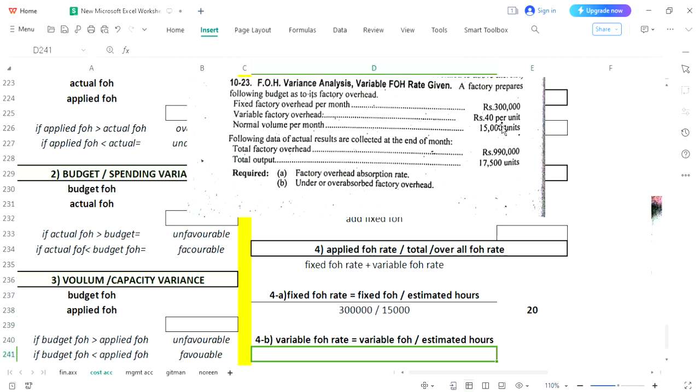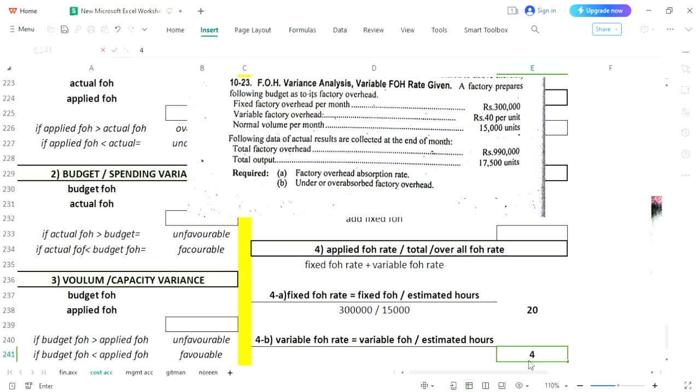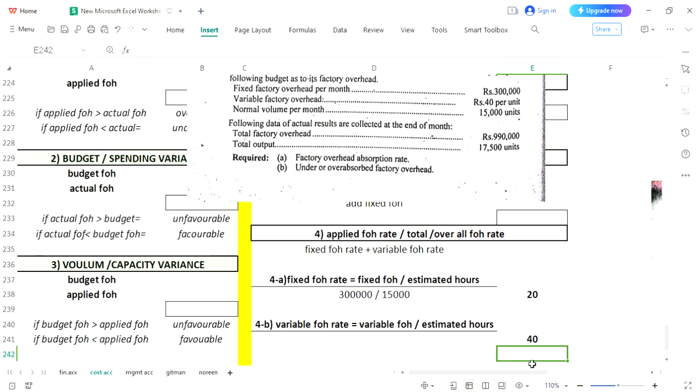Now 4b part, you need to see variable FH. Variable FH is 40 per unit. So it's a good thing. We don't need to divide variable FH by estimated hours. Why? Because per unit is also already given over here, 40. So it's the first time you don't need to put any formula. Variable FH rate is already given. So our problem has been sorted out.